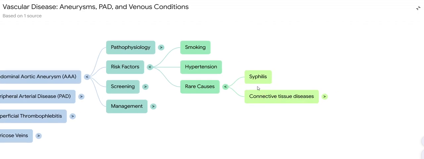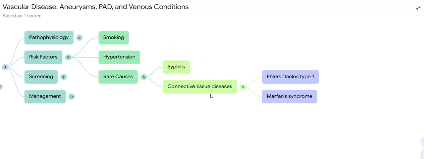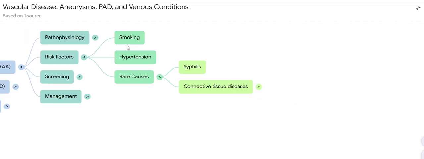They are not very common, but infection like syphilis is one of the rare causes of AAA. So it can be asked in the question. Syphilis is a very rare cause. Still, if you want to learn, you have to learn this infection. Remember this. And we all know that there are some connective tissue diseases like Ehlers-Danlos syndrome and Marfan syndrome. So Ehlers-Danlos type 1 is associated with the AAA and Marfan, of course. So the most important risk factors are smoking and hypertension.